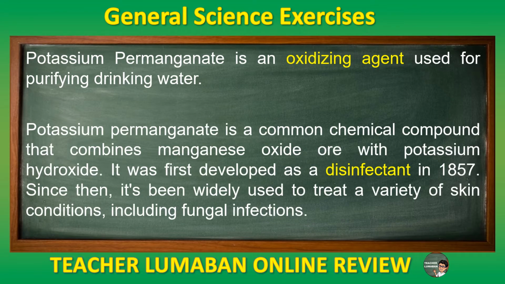Potassium permanganate is a common chemical compound that combines manganese oxide with potassium hydroxide. It was first developed as a disinfectant in 1857. Since then, it's been widely used to treat a variety of skin conditions, including fungal infections.